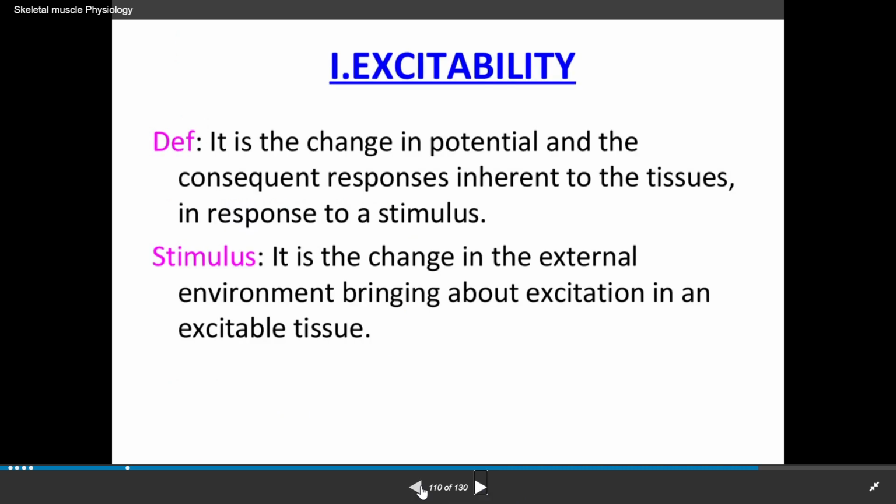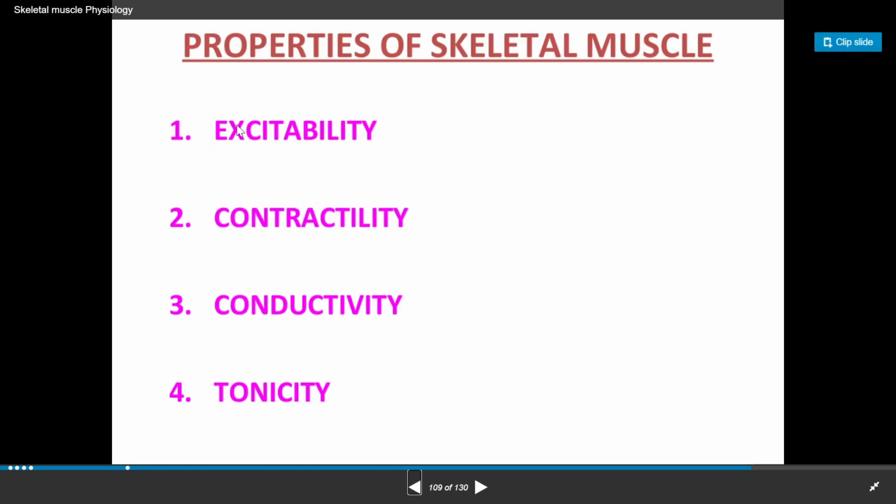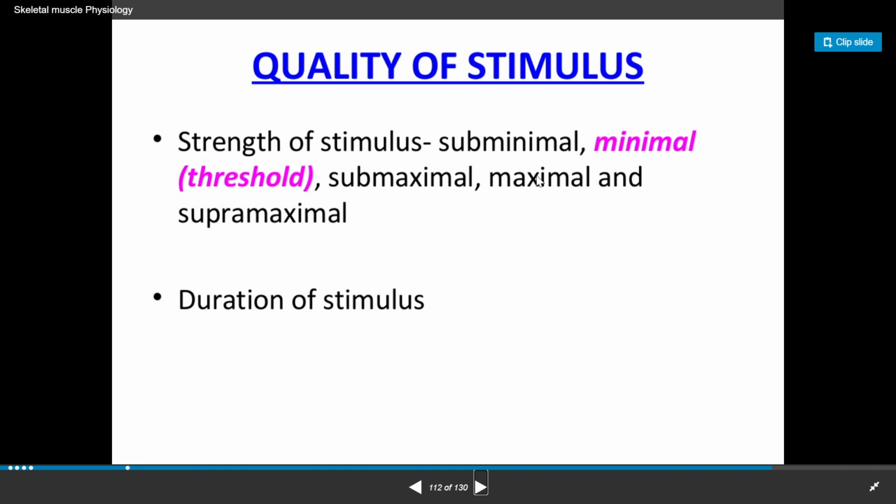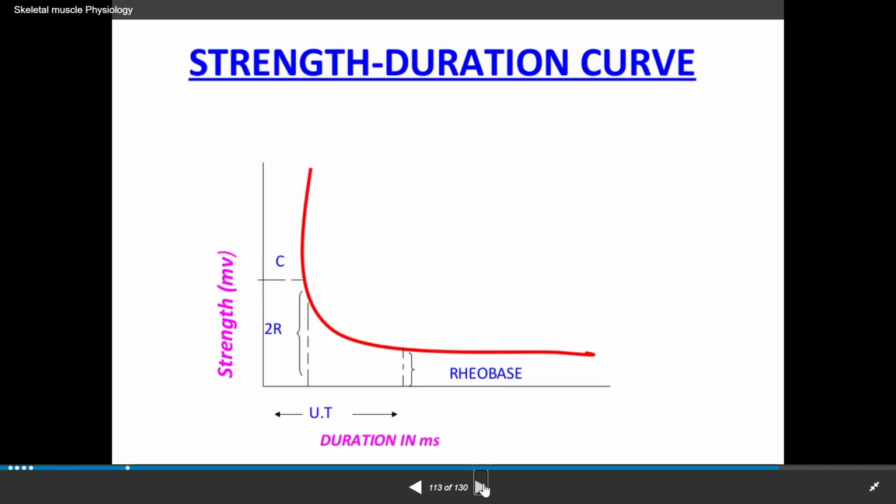So these are the properties of skeletal muscle: excitability, contractility, conductivity, and tonicity. So you can know the stimulus: minimal, threshold, submaximal, maximal, supramaximal.